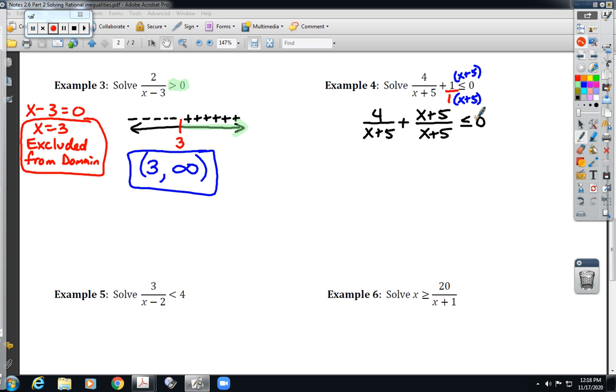It's still less than or equal to 0. That part has not changed. Which means when we add those fractions together, we're really only adding the numerators. So we do 4 plus x plus 5, which would be x plus 9. Very good. Over x plus 5. Now it is in the correct format for us to actually do the problem.